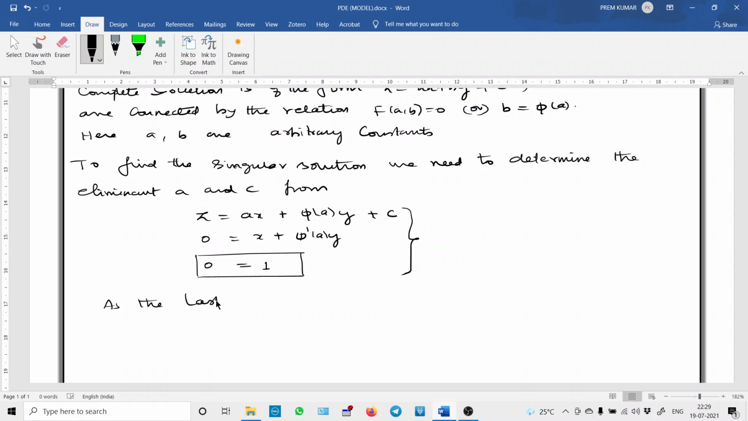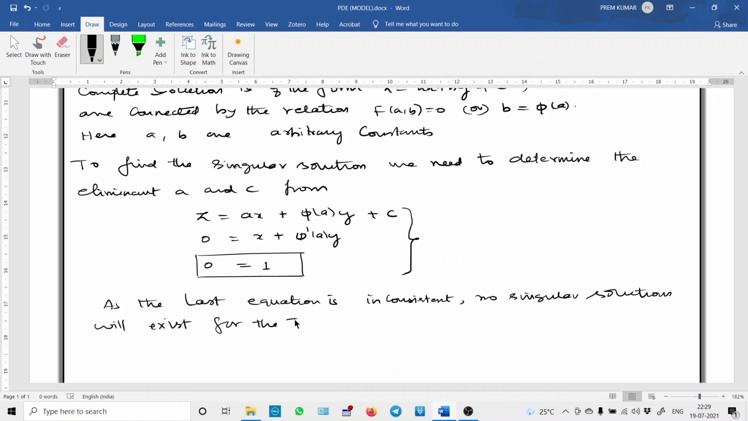As the last equation is inconsistent, no singular solutions will exist for the type 1 PDEs. Type 1 PDEs. Now, how to find the general solution?